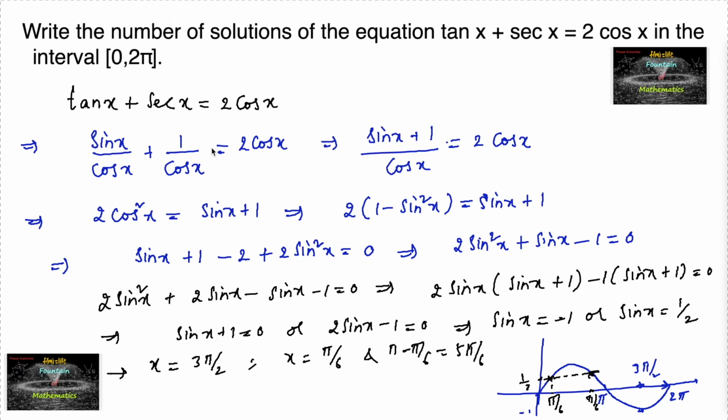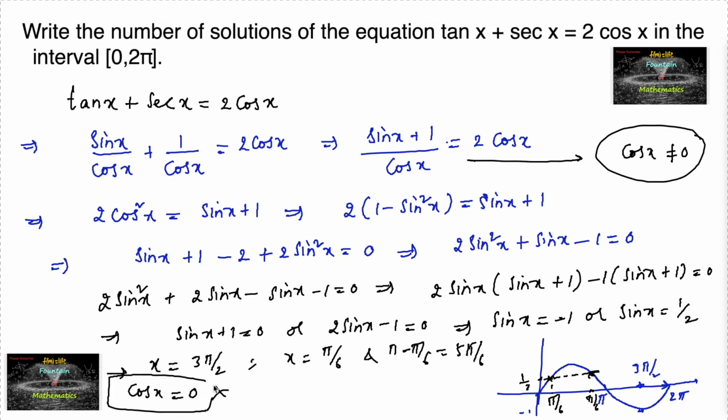But in the simplification, tan x plus secant x is equal to 2 cos x, we are getting cos x in the denominator, so cos x cannot be equal to 0. But for x is equal to 3 pi by 2, cos x is equal to 0, which is not possible, so this is not a solution. So x is equal to 3 pi by 2 cannot be taken as a solution because cos x will become 0. So only two solutions we can consider here, x is equal to pi by 6 and x is equal to 5 pi by 6. So the number of solutions of this equation is 2.